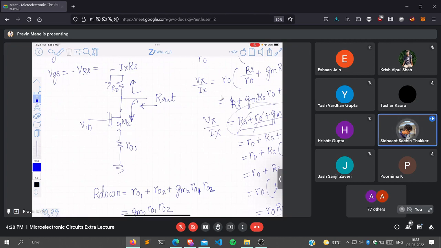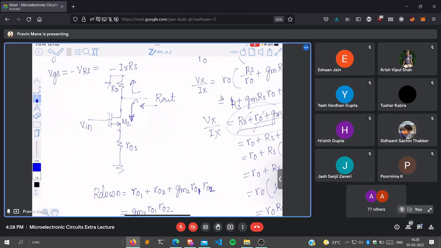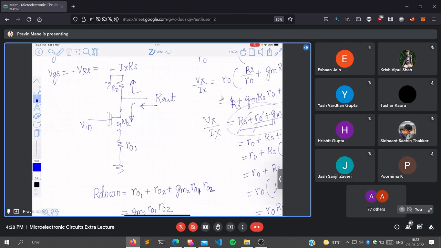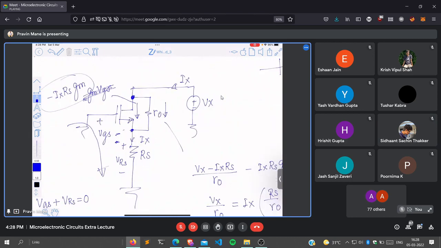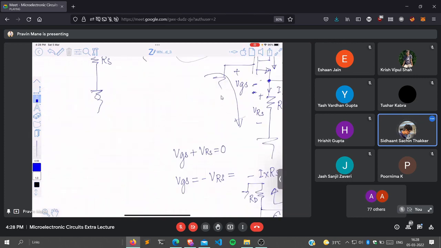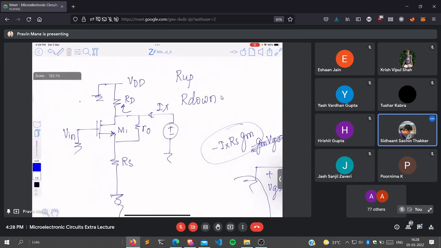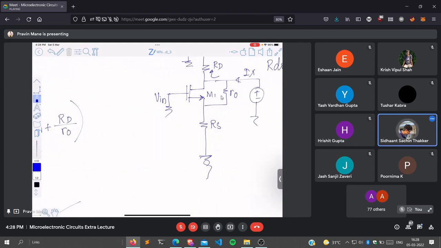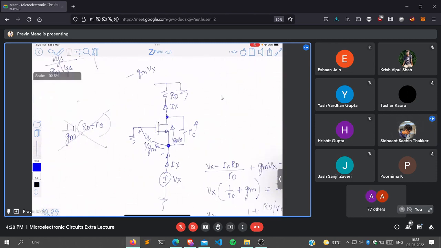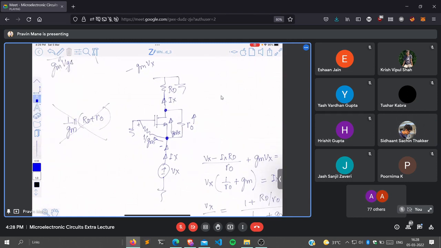So previously you had discussed a similar example, and I was not able to note it down. Could you scroll to that one, where you had applied Vx to the source and then seen the current that goes? Which one, this one? No, sir, not this one. It was the one before this. This one. Yes, sir, this one. Could you just show the calculation for this? I was not able to note it down.